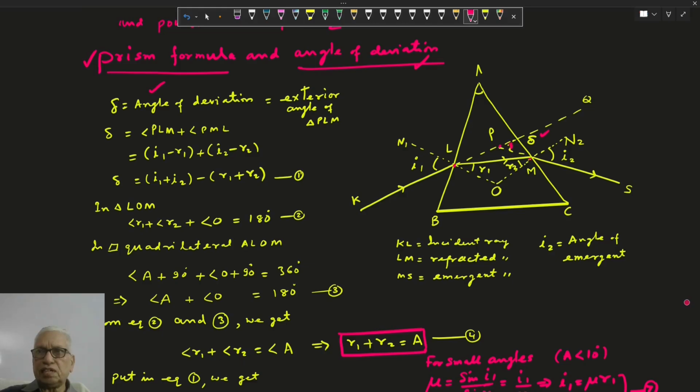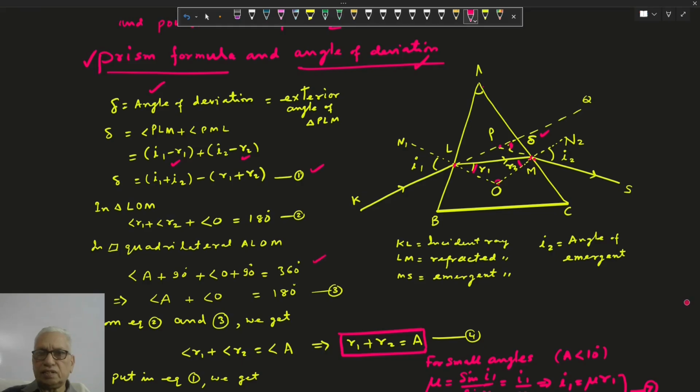For the vector angle, delta can be written as I1 minus R1 and similarly I2 minus R2. So delta can be written as I1 plus I2 minus (R1 plus R2), equation 1. In triangle LOM, angle R1 plus angle R2 plus angle O should be 180. In quadrilateral ALOM, angle A plus 90 degrees plus angle O plus again 90 degrees is 360.